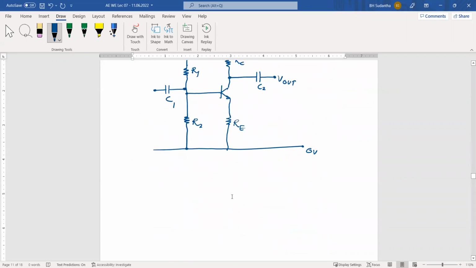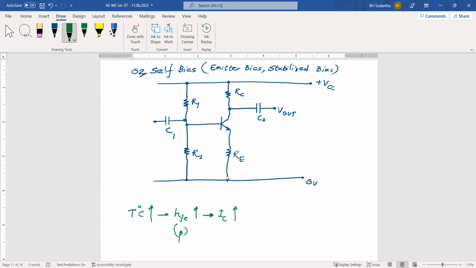But here, because of this temperature increase, we say this temperature is increasing. As a result, HFE or beta is increasing. Then as a result, IC will be increased. IC is increasing means, what about that when we increase IC here in this circuit? This is IC, and IC is going through RE. Then because of that, the voltage across the RE resistor will be increased. VE will be increased.